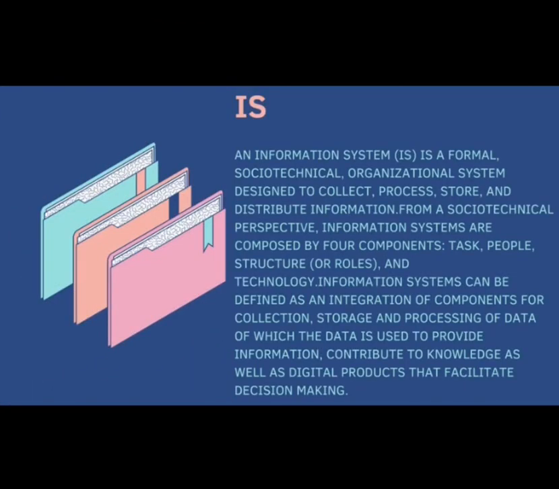IS is an information system, a formal organizational system designed to collect, store, and process information. Information systems are composed of four components: task, people, rules, and technology. IS can be defined as an integration of components for collection, storage, and processing of data.